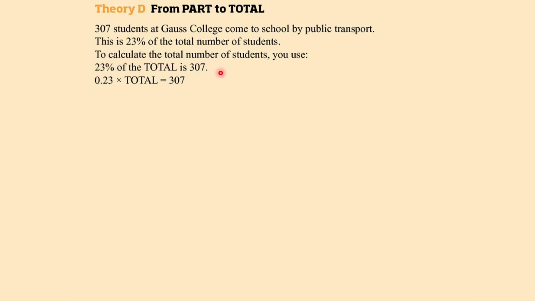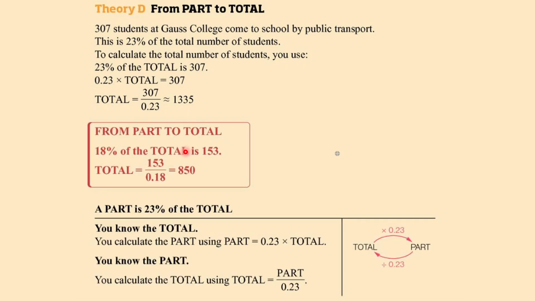23% of total is 307. So 0.23 times total is 307. And then the balance method: divide left and right by 0.23. So total is 307 over 0.23, which is 1335. And this gives us a way to go from part to total.